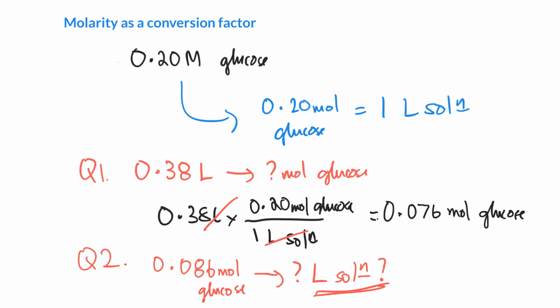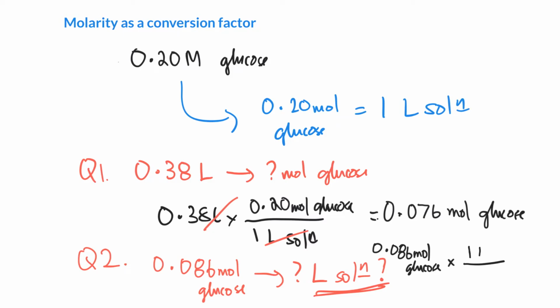And we can do this using conversion factors again. So we start by taking what we want to convert. So that is the 0.086 moles of glucose. And we want to set this up as a conversion factor. So we want the moles of glucose to cancel out and we want liters to appear. So we have to take the moles of glucose to the bottom and we have to take the liters of solution to the top.